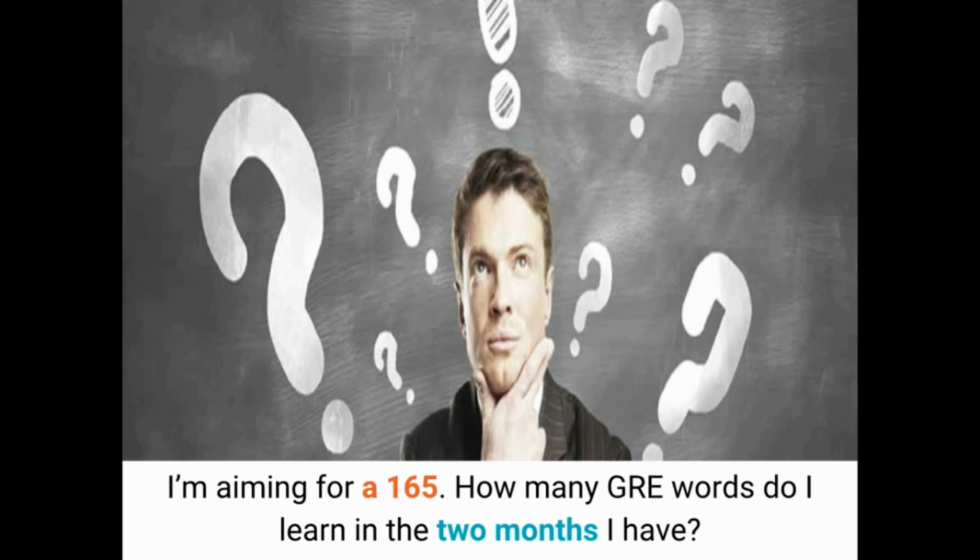Okay, that is a good question. A 165 is a pretty ambitious verbal reasoning score. As I mentioned earlier, more than just your target, it also depends on where you stand right now and how many words you've already learned for the GRE. If you're standing at like a 155 or almost a 160, you do still have a bit of a climb, but it probably means that you're a bit comfortable with learning words.